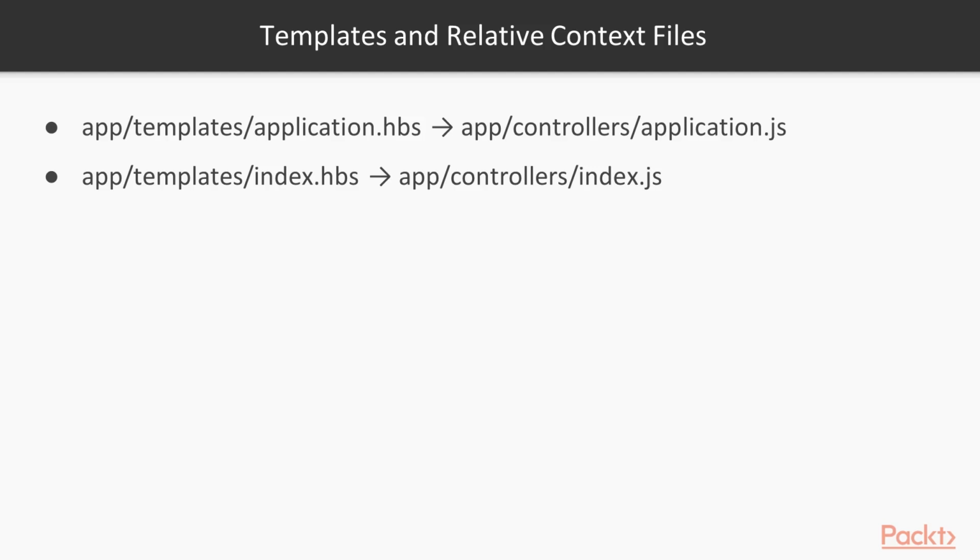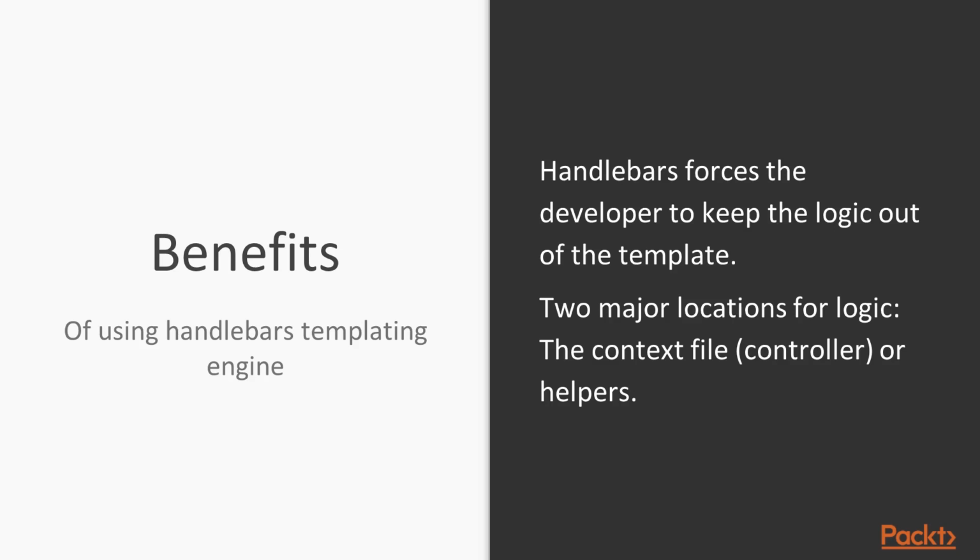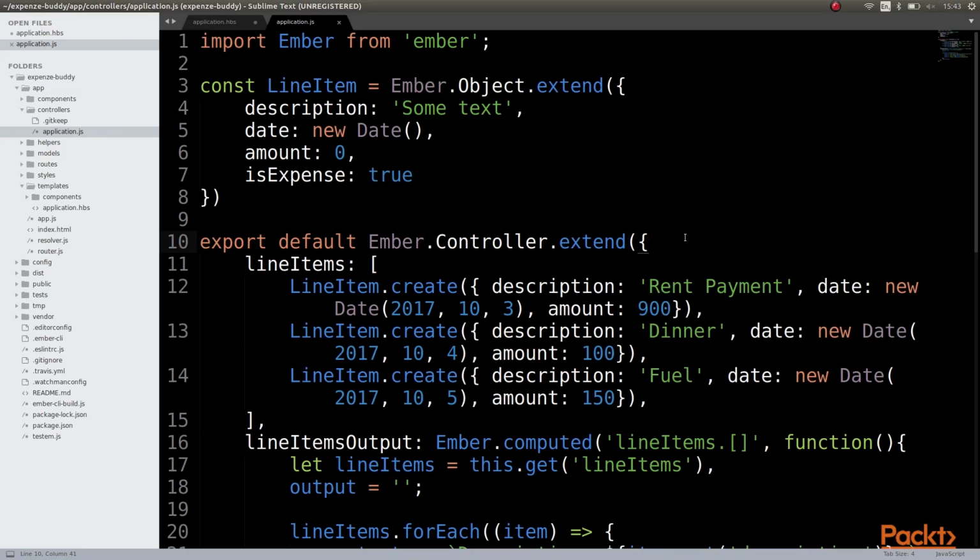Similarly, any other route that we create would have a corresponding controller file which would provide the context for that particular template. The main benefit of using the Handlebars templating engine is that it forces the developer to keep the logic out of the template. Apart from the context file, the controller, we can also use helpers to help us keep the logic out of the template. The other thing to note is that the content displayed on templates is bound using data binding.